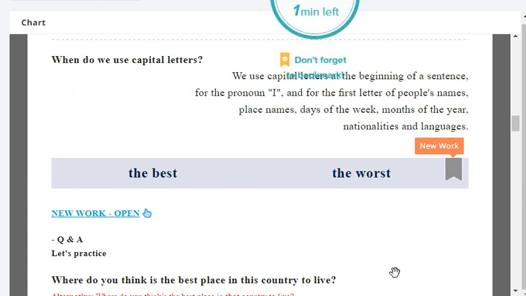For the pronoun I, and for the first letter of people's names, place names, days of the week, months of the year, and languages. Very good. Again, next.